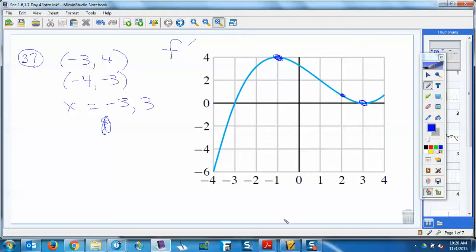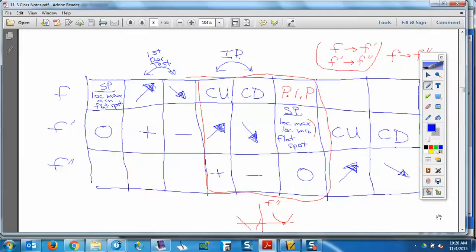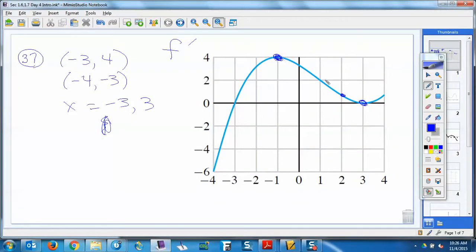Because what did I just get done saying here in the chart? I just said that if f prime goes up to down or down to up, which is what a local max or min is, then f changes concavity. So anytime f prime goes down to up or up to down, you've got an inflection point on f. So I think saying a local max or min on f prime is enough to say that f has an inflection point. Okay? So that is correct.